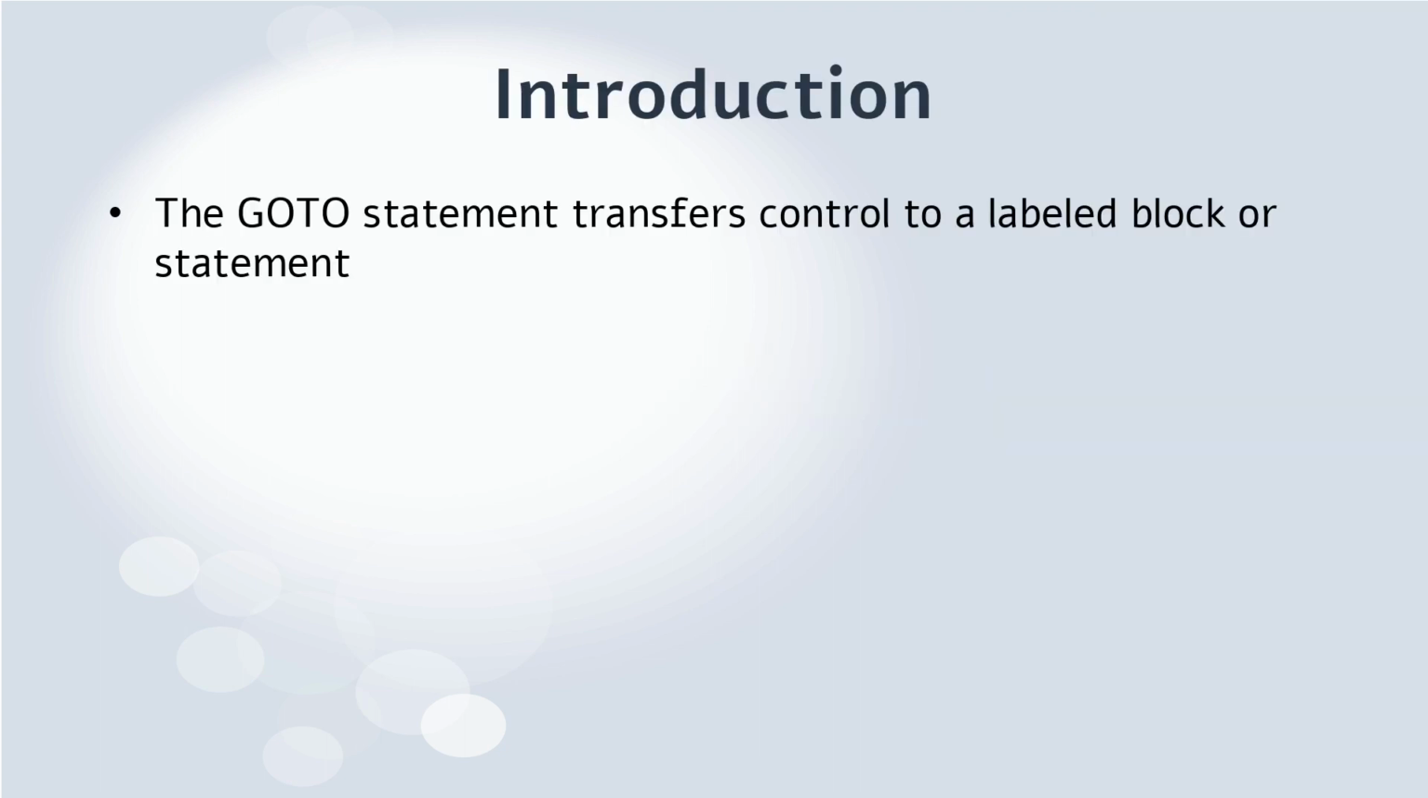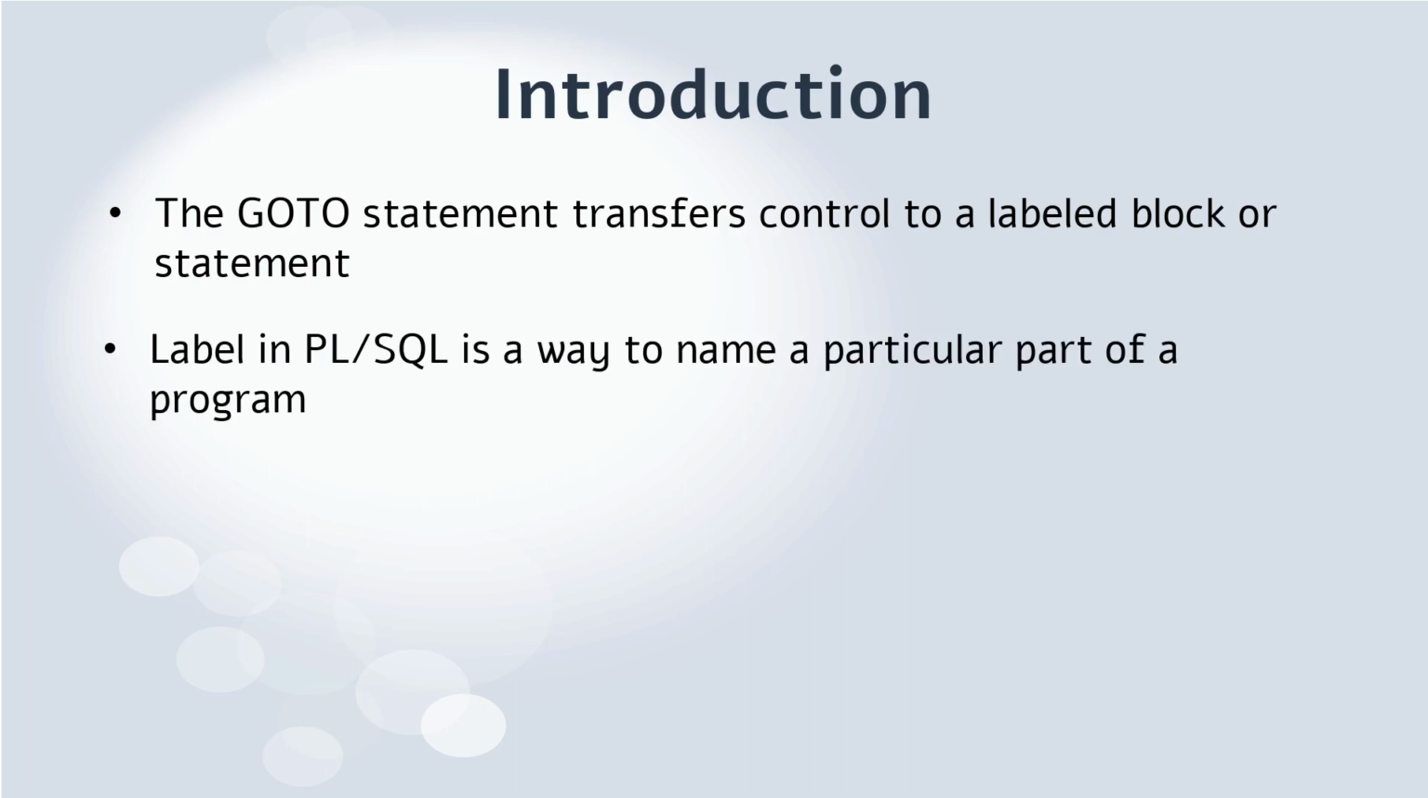The GOTO statement transfers control to a label, block, or statement. Now, you may be wondering what I meant by a label, block, or statement. A label in PL/SQL is a way to name a particular part of a program. Its main purpose is to identify a block or a statement.